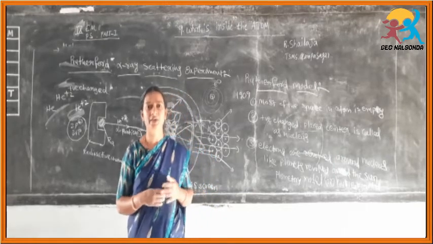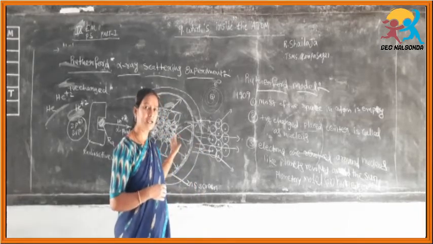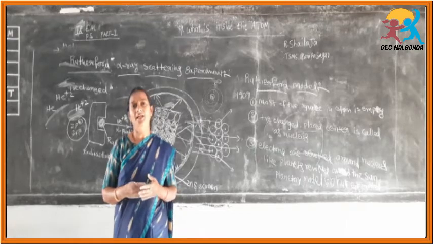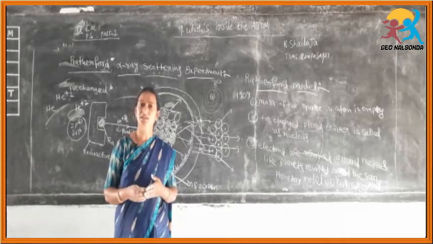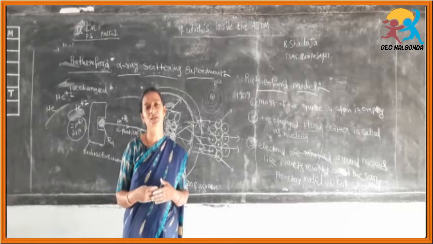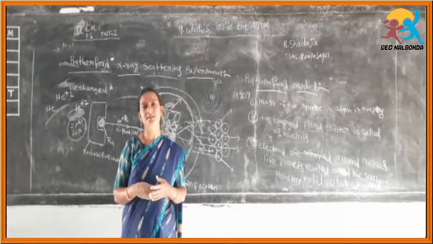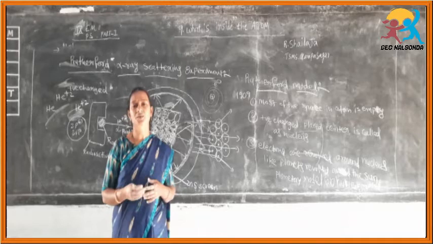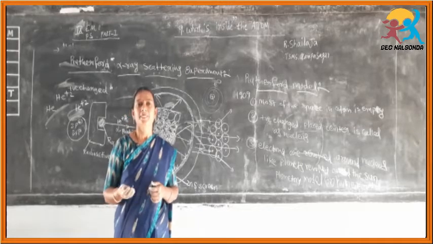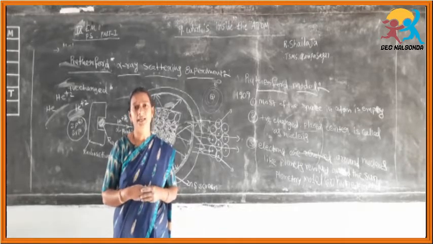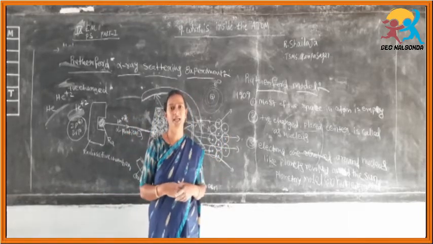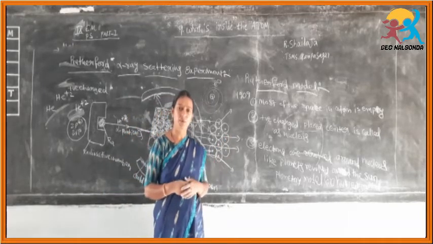In this section, what did we learn? Subatomic particles. Matter is made up of atoms. Atoms have three main subatomic particles: electrons, protons, and neutrons. Electrons are negatively charged particles, protons are positively charged particles, and neutrons have no charge. These particles are arranged in the atom. J. Thomson proposed the first atomic model in 1898, that is the watermelon model.